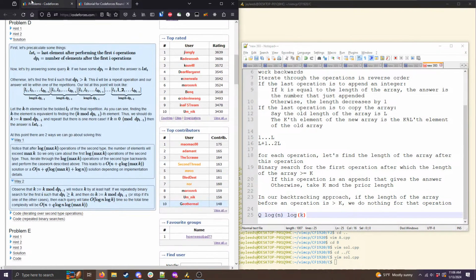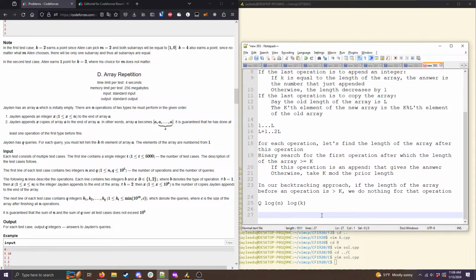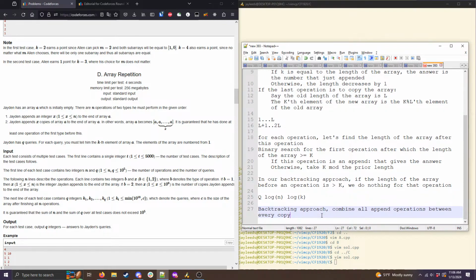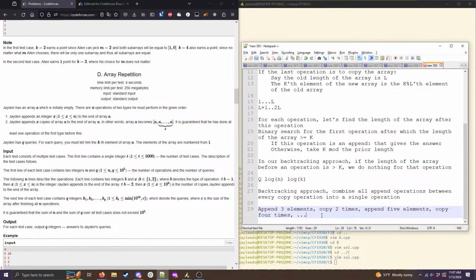Yeah, so that's one approach. The other thing you can do is the same backtracking approach, but combine all append operations between every copy operation into a single operation. So the operations might be like append 3 elements, copy 2 times, append 5 elements, copy 4 times, and so on.